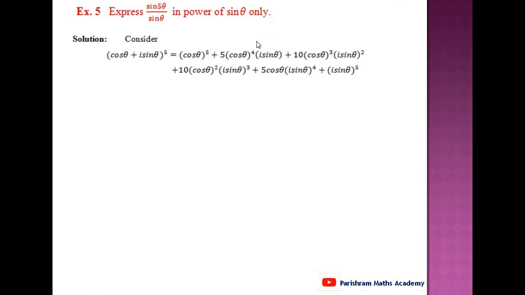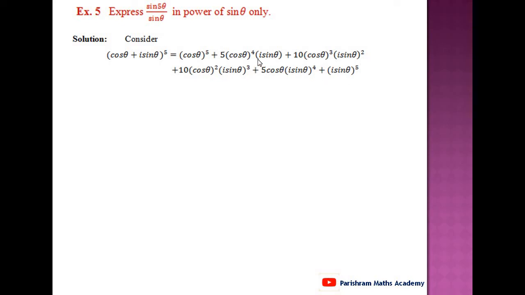Okay, next example. Express sine of 5 theta upon sine theta in powers of sine theta only. First, consider the expansion of (cos theta plus i sin theta) raised to 5, which is cos raised to 5 plus 5 cos raised to 4 into i sin theta plus 10 cos cube into (i sin theta) square plus 10 cos square theta into (i sin theta) cube plus 5 cos theta into (i sin theta) raised to 4 plus (i sin theta) raised to 5.